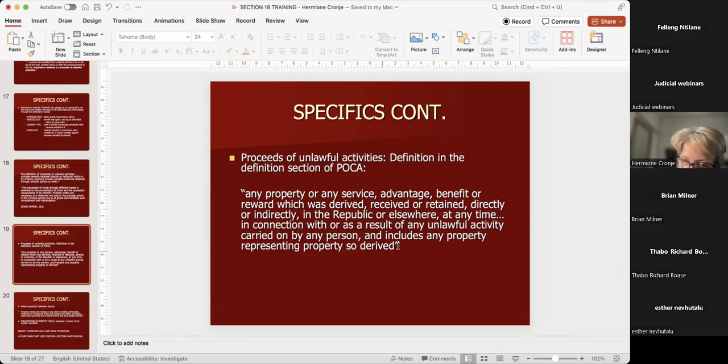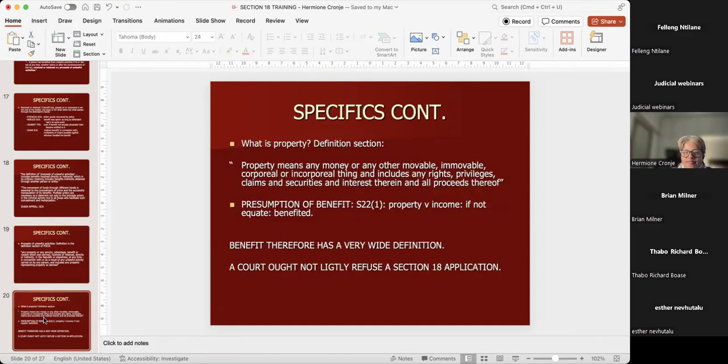So what the courts have said of this definition is the aim of the legislature was to cast the net as widely as possible, which means it should be very difficult for a presiding officer to say there was no benefit here. But once a benefit has been found, the presiding officer has the discretion to decide, well, what is a just order to make in the circumstances?